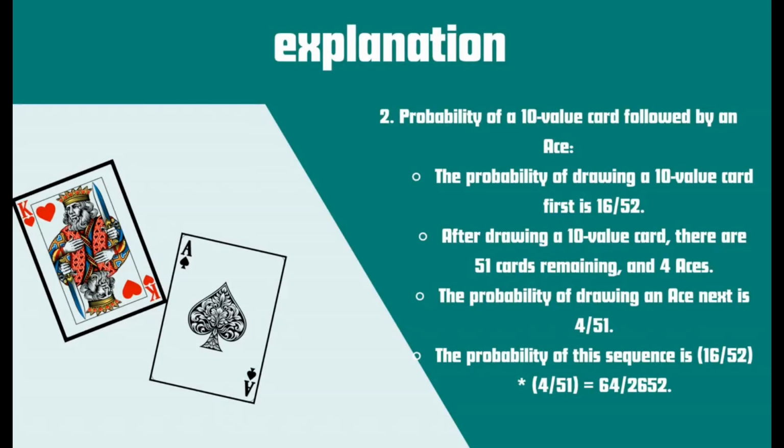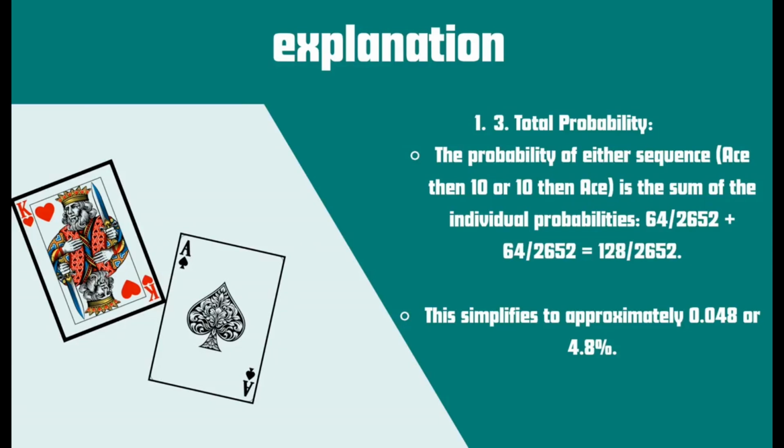Next, let's count the probability of a 10 value card followed by an ace. The probability of drawing a 10 value card first is 16 over 52, since there are 16 10 value cards. After drawing a 10 value card, there are 51 cards remaining, and 4 aces. The probability of drawing an ace next is 4 over 51. The probability of this sequence is 16 over 52 multiplied by 4 over 51, which in the end gives you 64 out of 2652.